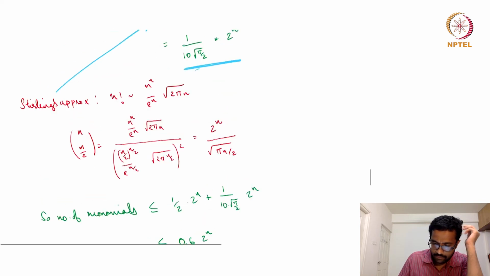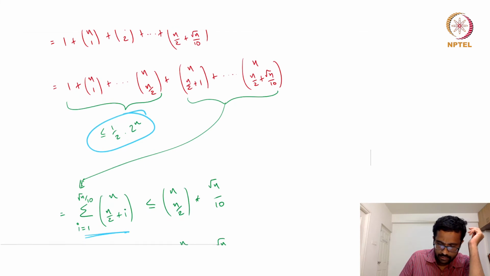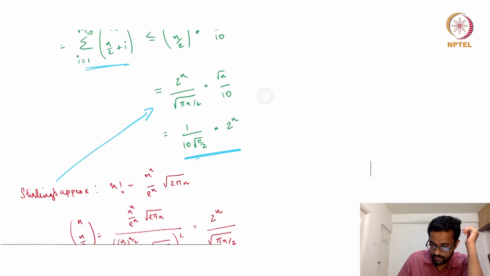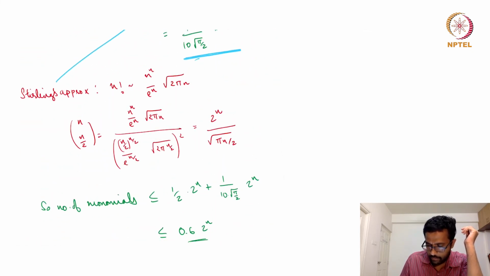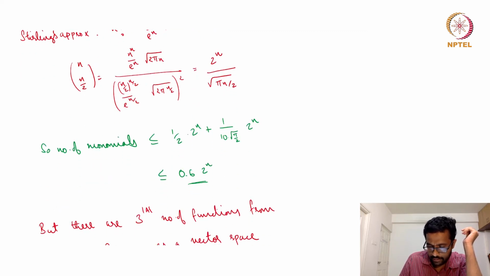And the first term, so again I am starting from this point here. The first n by 2 terms were at least half times 2 power n, and then the remaining terms were 1 divided by 10 square root of pi by 2 power n, right? And I said this entire thing is less than 0.1. The second term. So overall we get that this is at most 0.6 times 2 power n. This is the number of different monomials.